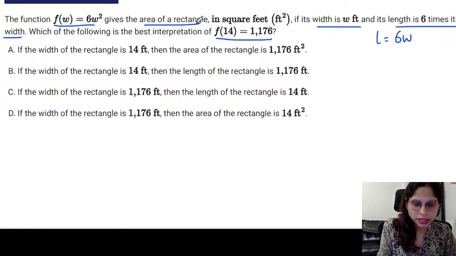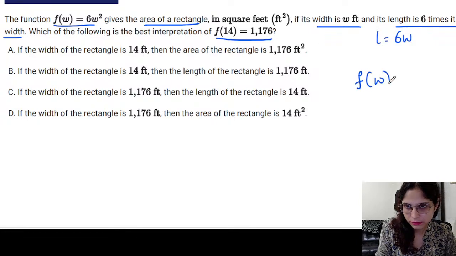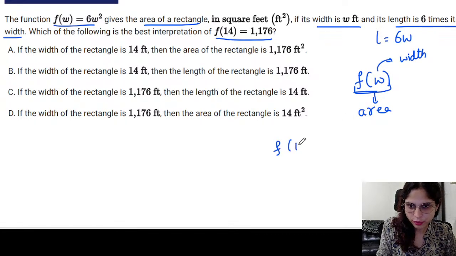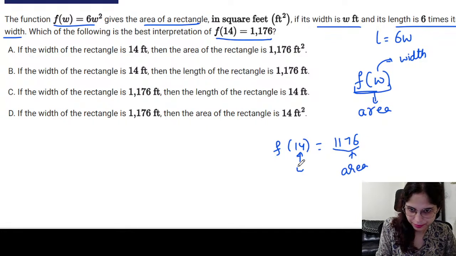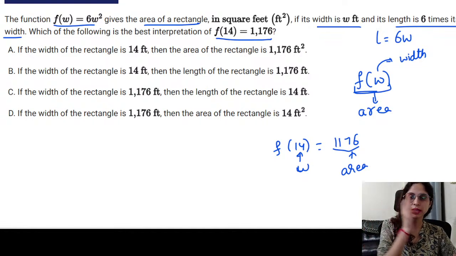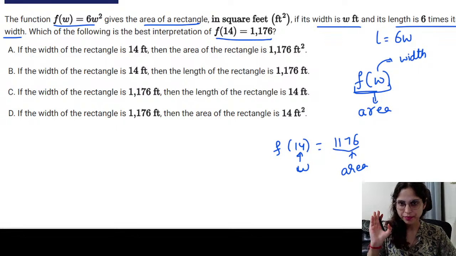F of w is the area of rectangle. So entire f of w is area and w is width. So when I write f of 14 is equal to 1176, that means this is your w, that is width, and this is your area. Okay? This is not multiplication, f of w, that means area is a function of width. So width is 14 and the entire area is 1176.